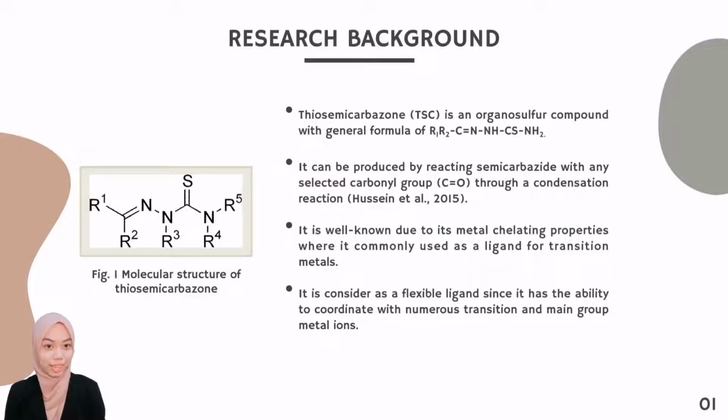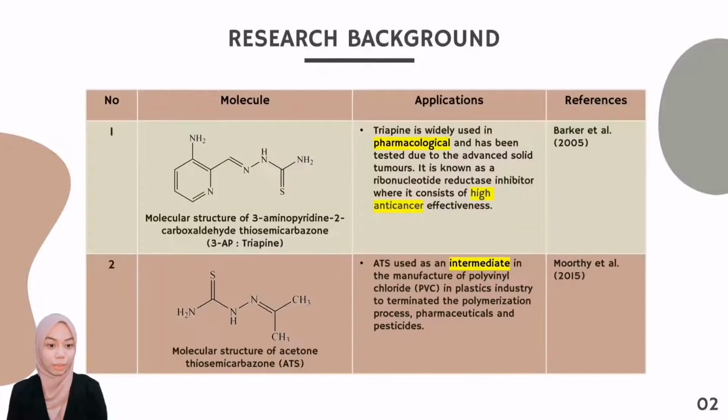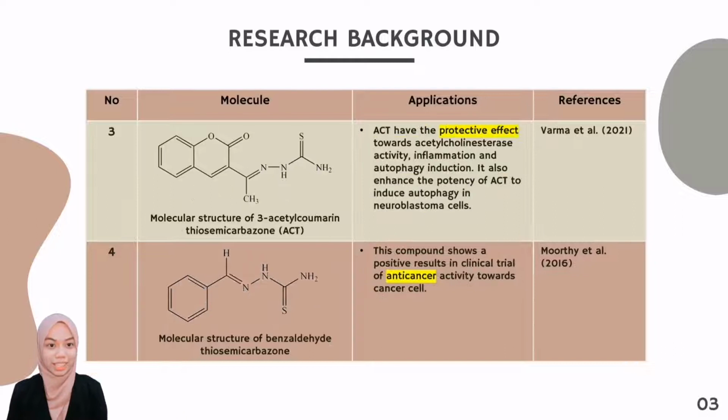Thiosemicarbazone, or TSC, is an organosulfur compound which consists of a sulfur atom placed between two nitrogen atoms. TSC can be produced by reacting semicarbazide with any selected carbonyl group such as an aldehyde or ketone through a condensation reaction. It is well known among researchers due to its metal chelating properties, which allow them to create metal complex compounds with special geometries. It has also been reported that metal thiosemicarbazones have been discovered in a few applications in biology.